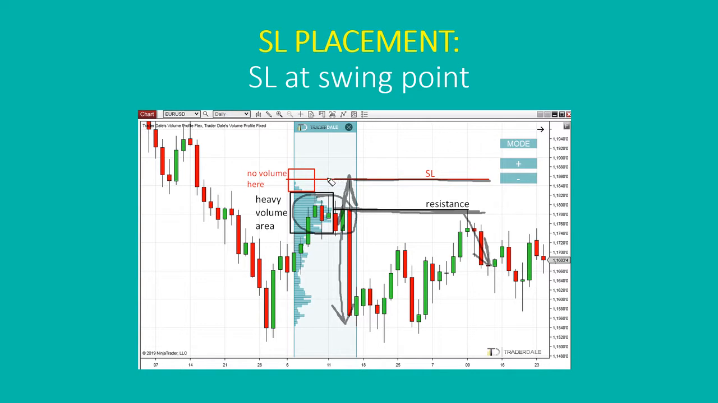So this is where you place your stop loss, all right? This is a no volume area, volumes ended there, and you place your stop loss there. Alright, so this is the first way where you can place your stop loss. This is by far the most used way where I personally place stop loss.